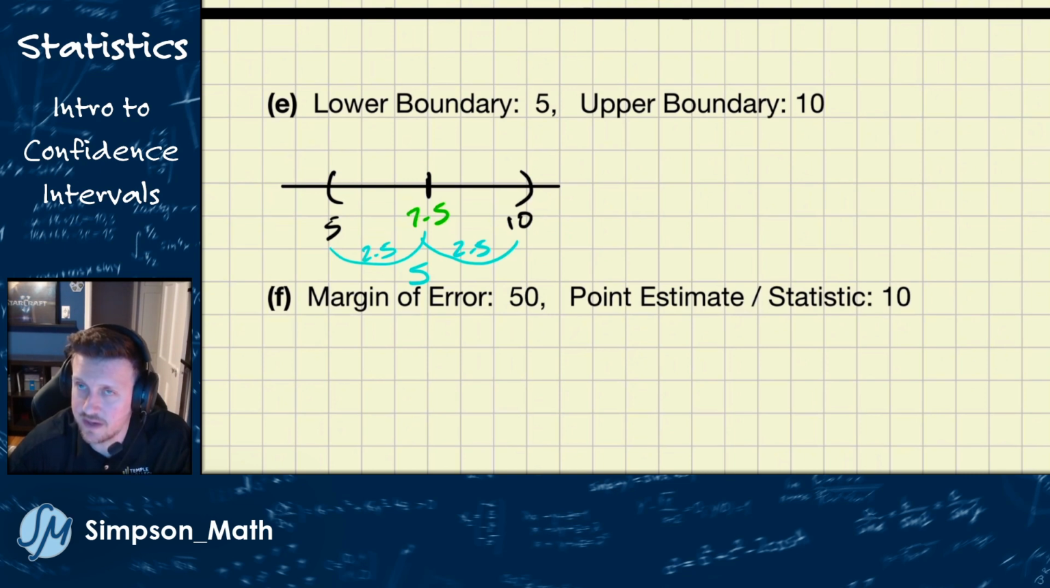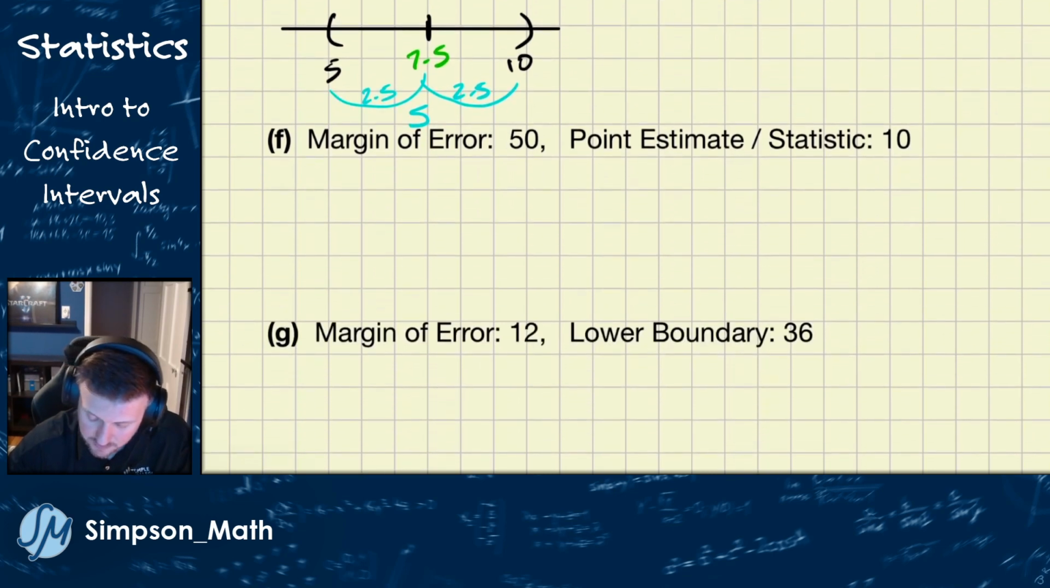So my confidence interval is 2 margins of error wide. I see that it takes 5 units to go from the 5 to the 10, so half that distance would be 2.5. Or you could do 5 plus 10 and get 15, half that to get the 7.5, and then do some subtraction.